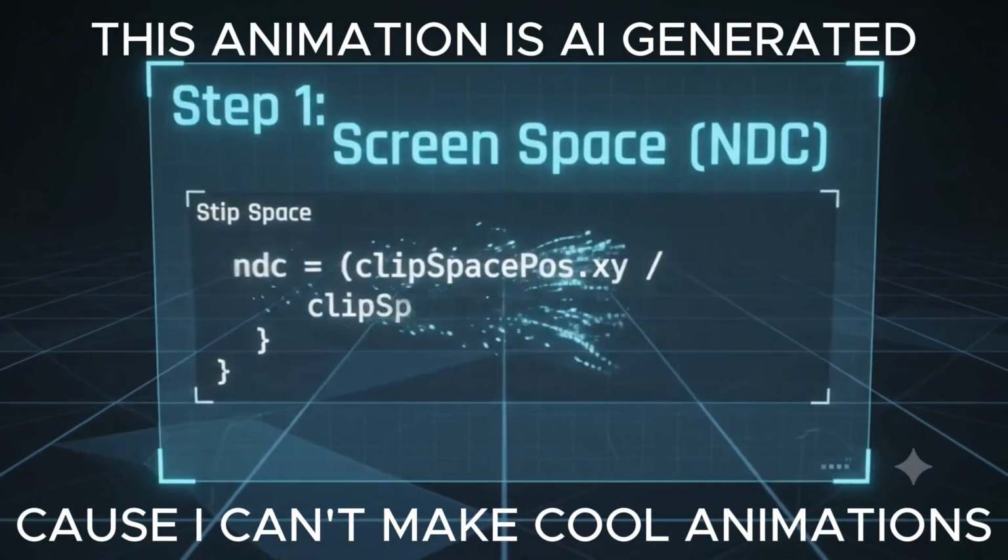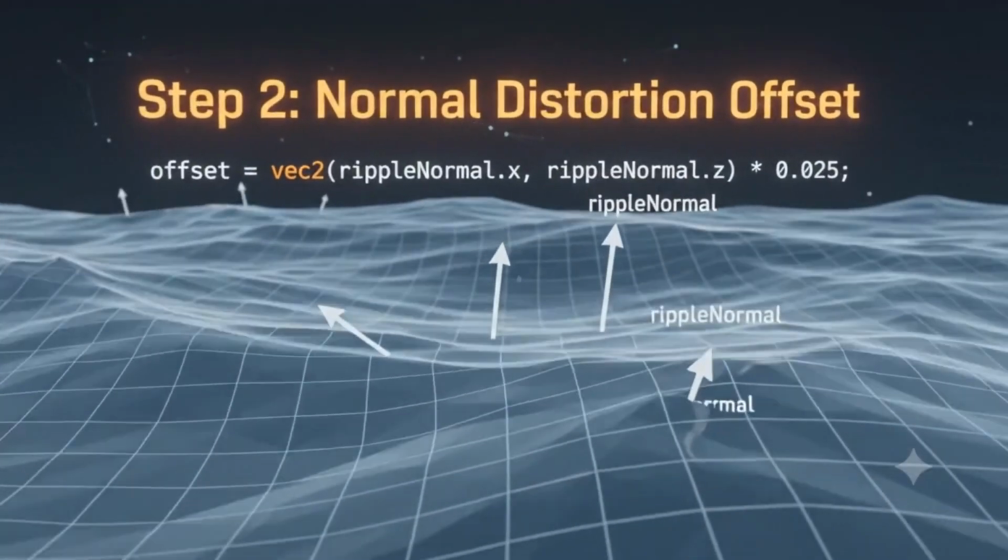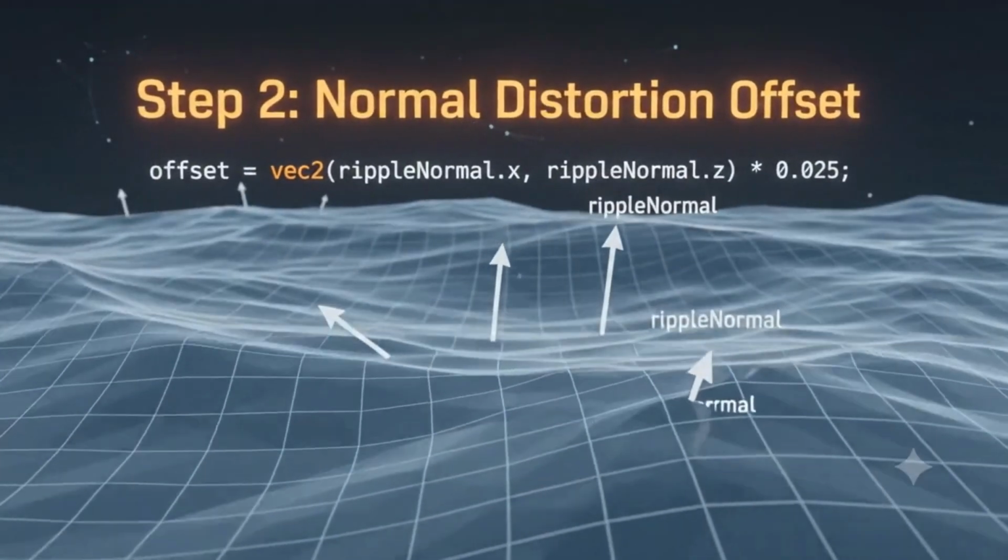First, we convert our vector clip space position into normalized screen coordinates. Then, to make reflections ripple with water instead of looking flat, we use our x and z wave normal to offset those screen coordinates. But if a wave distorts too much near the cast, it can accidentally grab pixels from an island or a rock sitting in front of the water.